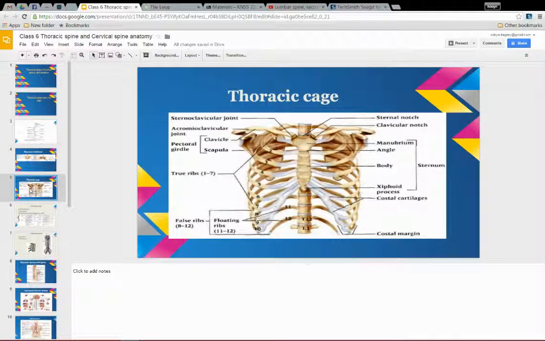So when we move into the thoracic cage, we have 1 through 7 true ribs. 8 through 12 are false ribs, with 11 and 12 being floating, meaning they don't actually attach through costal cartilage to the anterior part of the body at all.